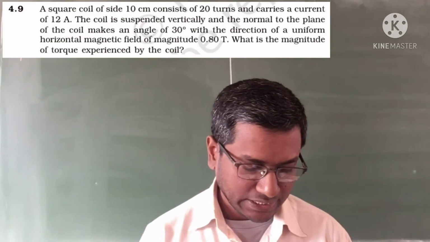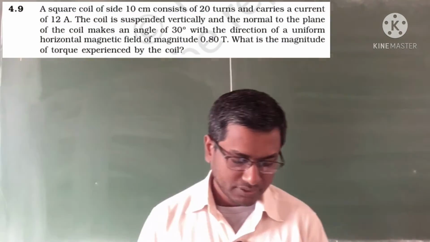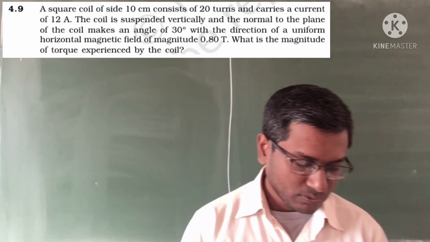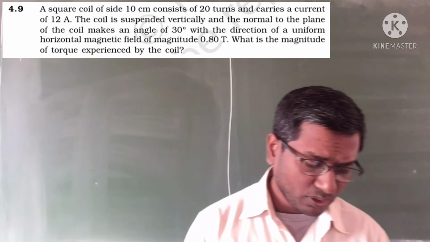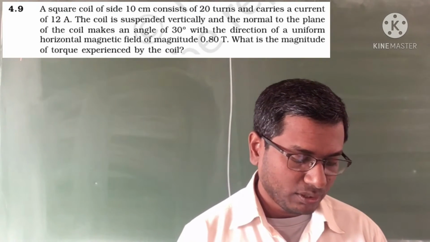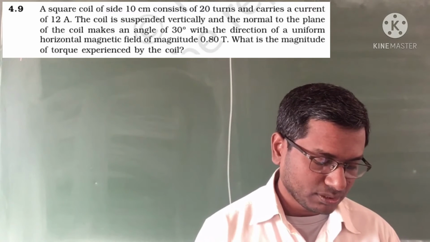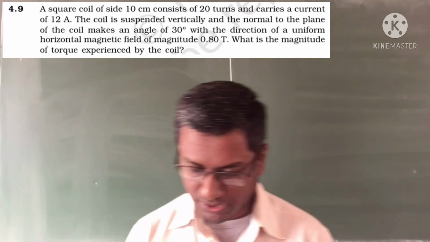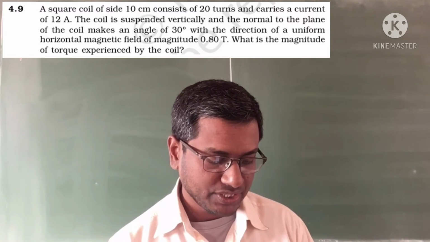A square coil of side 10 centimeter consists of 20 turns and carries a current of 12 ampere. The coil is suspended vertically and the normal to the plane of the coil makes an angle of 30 degrees with the direction of a uniform horizontal magnetic field of magnitude 0.80 Tesla. What is the magnitude of torque experienced by the coil?